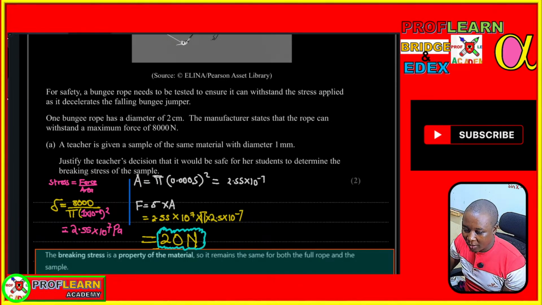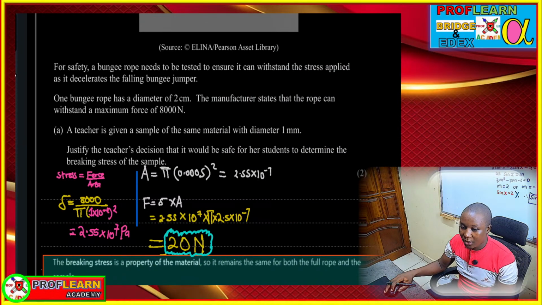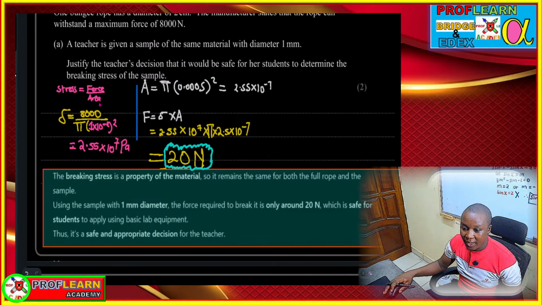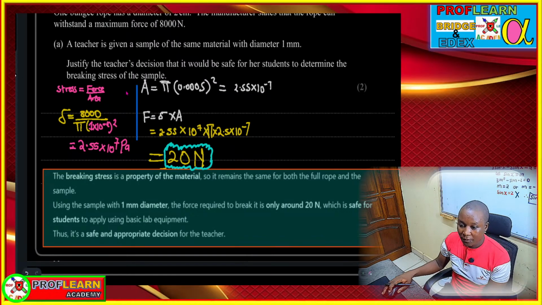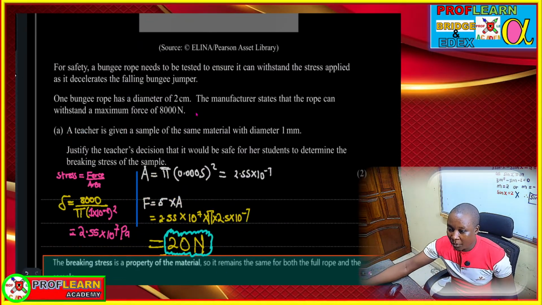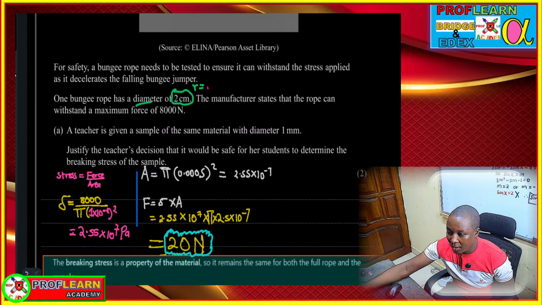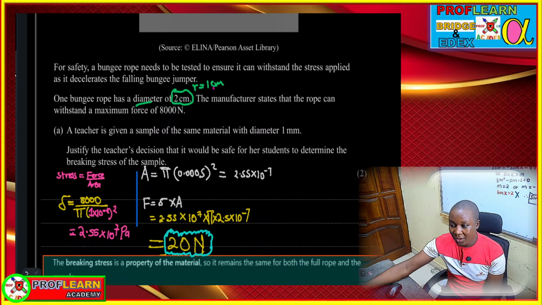But let's work out the stress. The stress here is going to be force over area. So we are going to use this data that was provided here, 2 centimeters. This was the diameter, so we can see the radius is going to be 1 centimeter, which means we can use this radius to work out the area. So we can work out the stress of this material.